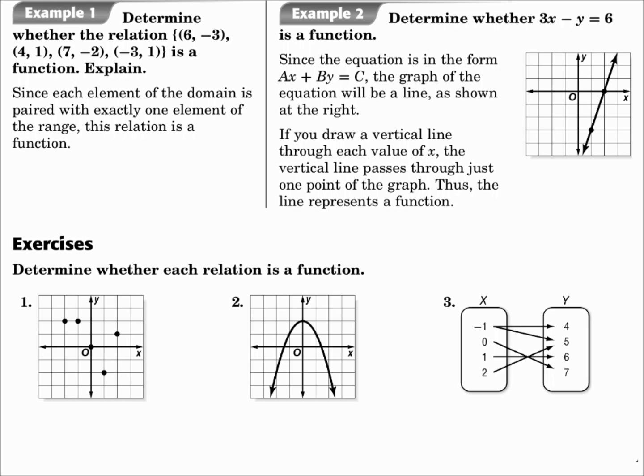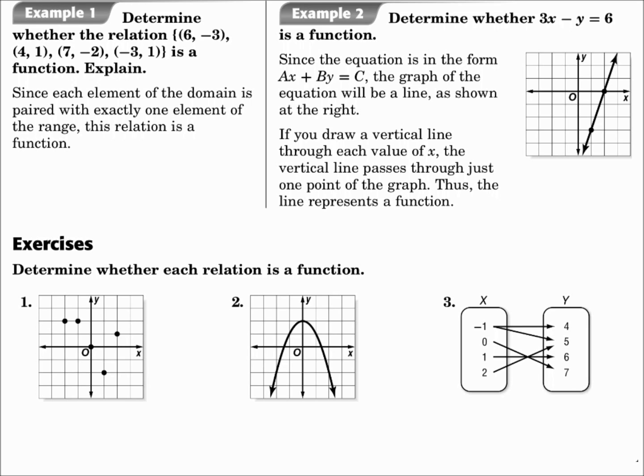Example 1, determine whether the relation is a function. Well, with the ordered pairs, the x values are what you need to look at. 6, 4, 7, and -3. The x does not repeat, so that's a function.